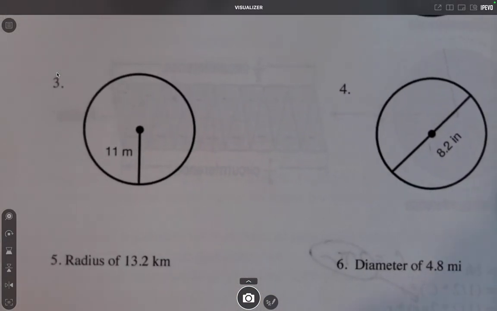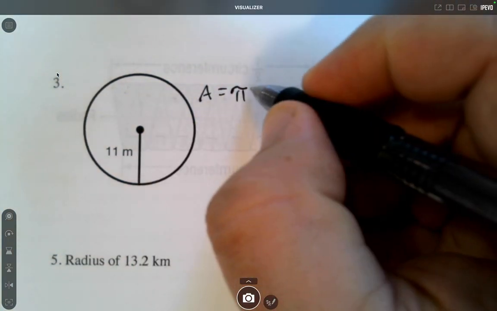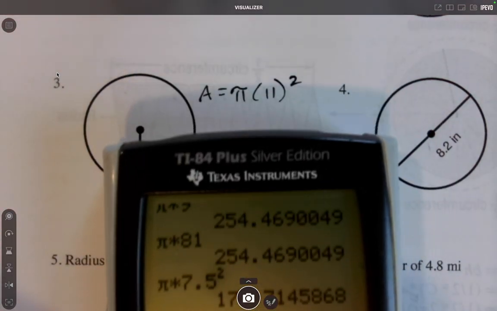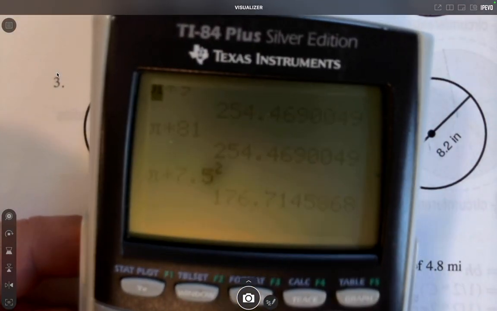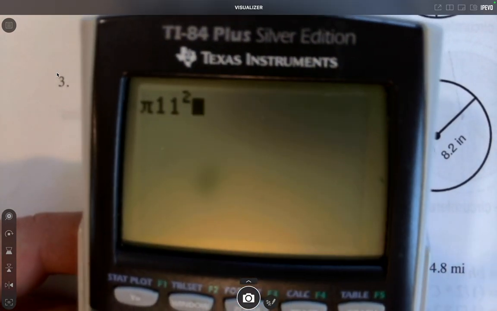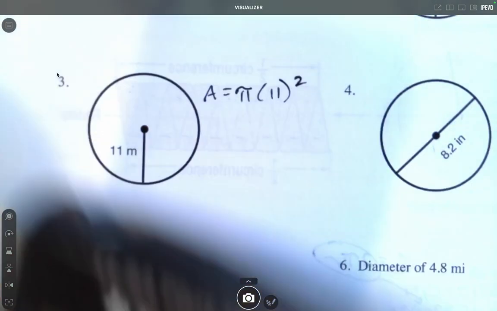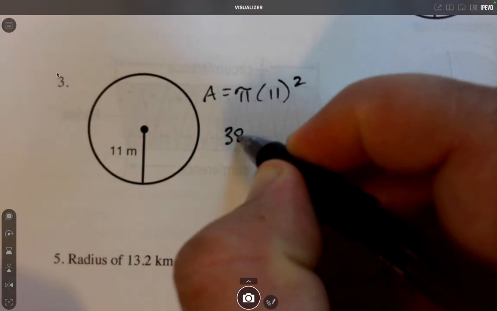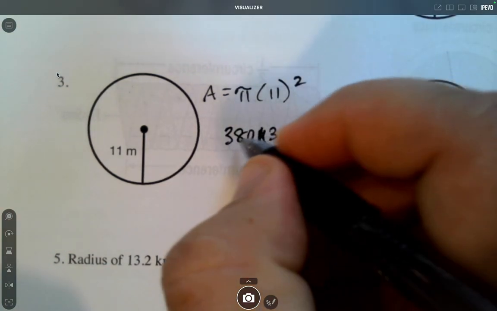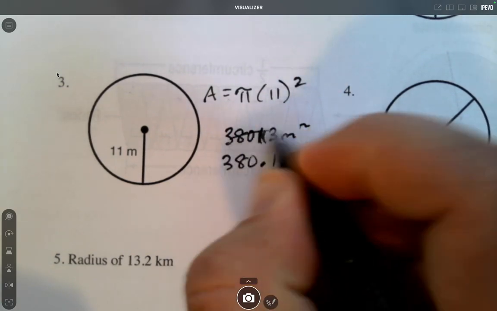Okay, number 3, they gave us the radius, so we can just plug that in directly as it is. The radius is 11, so we do pi times 11 squared. And we get 380.13 square meters. Sorry, I didn't write that well. 380.13 square meters.